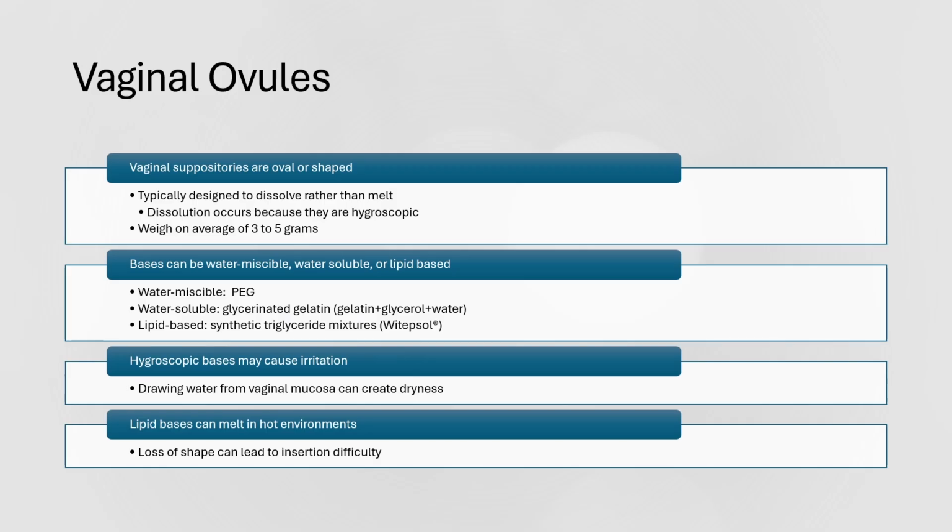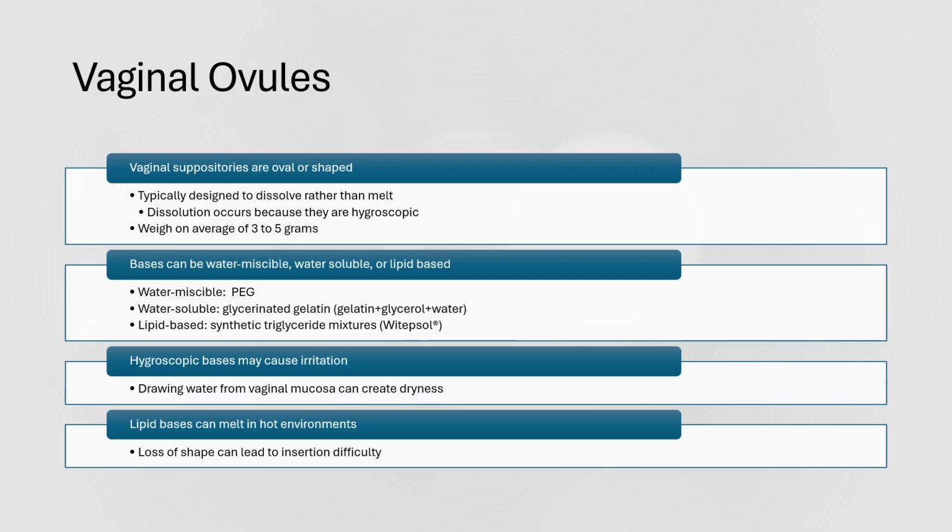Ovules are vaginal suppositories that are typically oval-shaped or are shaped in a manner to facilitate insertion into the vagina. Ovules are designed to dissolve rather than melt. Dissolution occurs when water-miscible and water-soluble bases draw in vaginal secretions due to their hygroscopic nature. Ovules weigh on average between 3 to 5 grams.